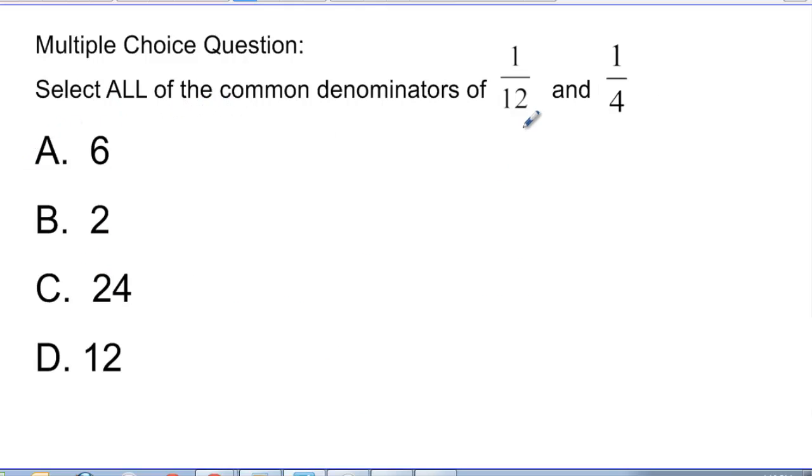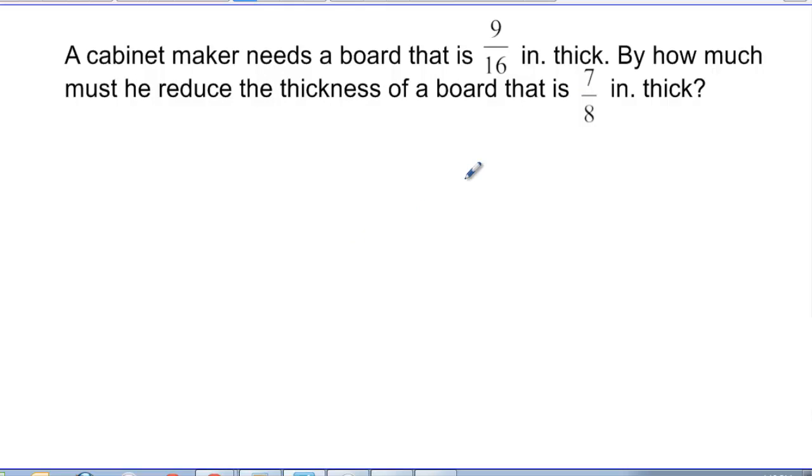Here's a multiple choice question. I'd like you to select all of the common denominators of 1/12 and 1/4, and so make sure you pick every single one there that is a common denominator of 1/12 and 1/4.